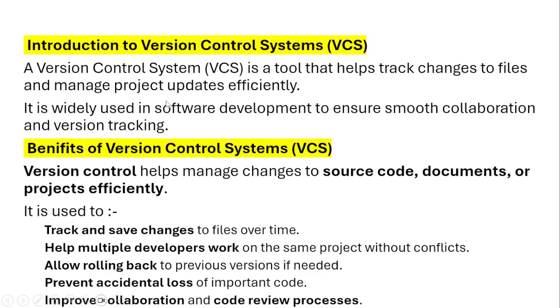Version control system is a tool that helps track changes to files and manage project updates efficiently. Basically it's a repository which helps us manage and track our source code, and helps developers who are working on the same projects to maintain and collaborate on their work. Also, if there are unnecessary changes, we can roll back, prevent accidental loss, and improve collaboration and the code review process.